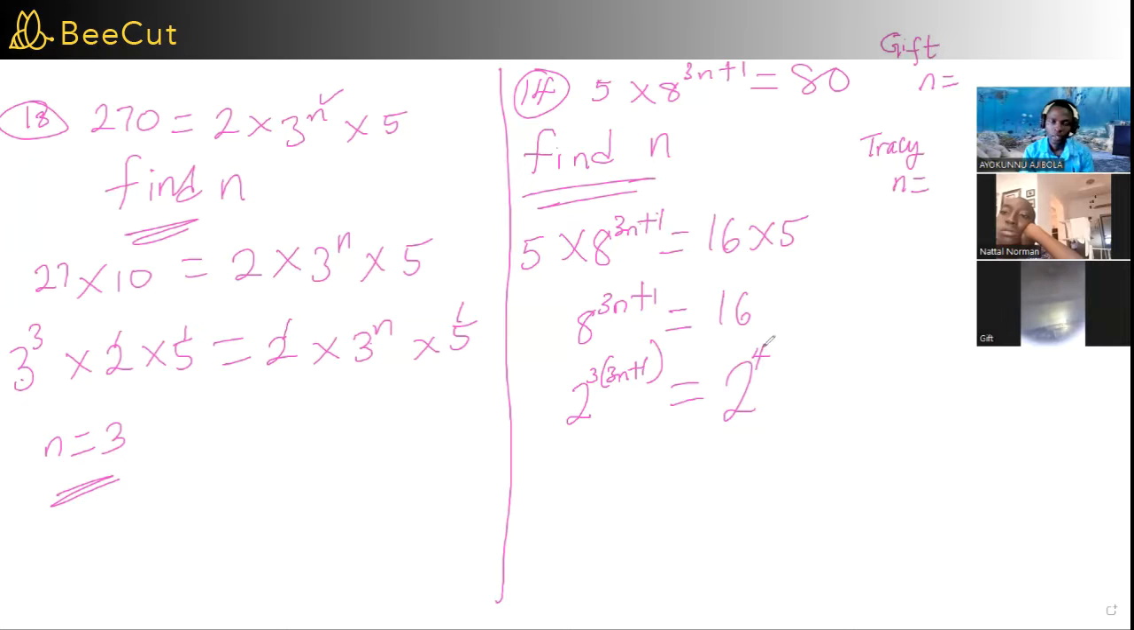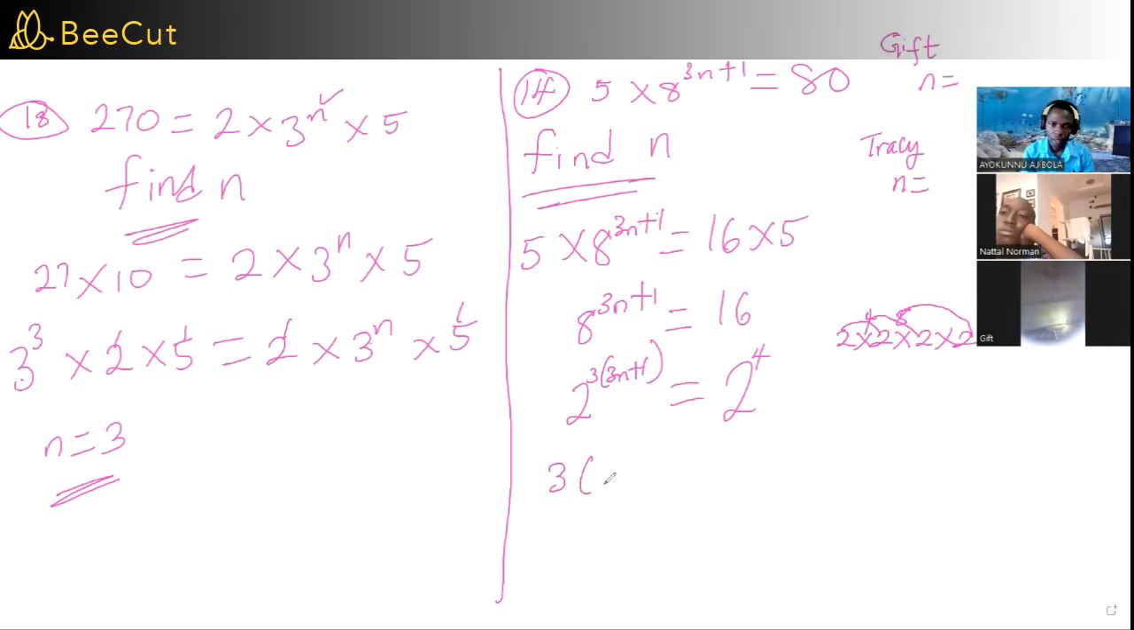Remember, 2 raised to power 4 is not 2 times 4, because 2 times 4 is 8. But 2 raised to power 4 simply means 2 times 2 times 2 times 2. 2 times 2 is 4, 4 times 2 is 8, and 8 times 2 is 16. That's why I use 2 raised to power 4 to replace 16. So since the bases are both 2, the powers can be equal.